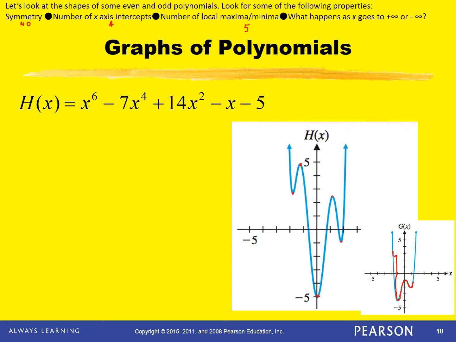By the way, those are also called turning points. Because if you're driving left to right, what would you do? You would turn left, and then you turn right, and then you would turn left, and then you would turn right, and then you would turn left. You would have turned 5 times, so we would say there are 5 turning points. Another way to say there are 5 extrema. As x goes to infinity, big H of x goes to infinity. As x goes to negative infinity, big H of x goes to positive infinity, I should say.